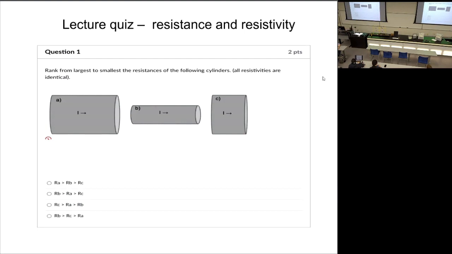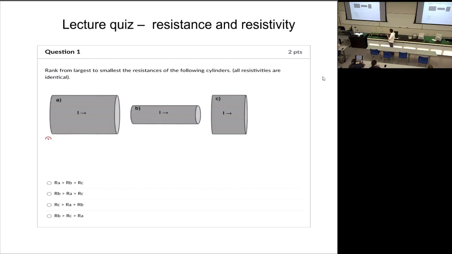We're going to imagine a current flowing through each of them, from left to right. And that current flows in inverse proportion to their resistances. We're going to compare the resistances of these three samples. They're all made of the same material, so you could imagine all of them as being copper cylinders.